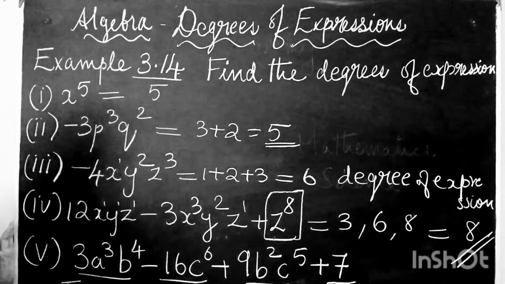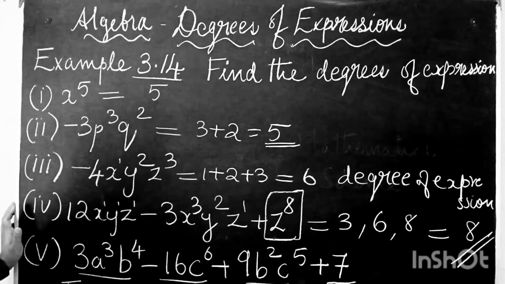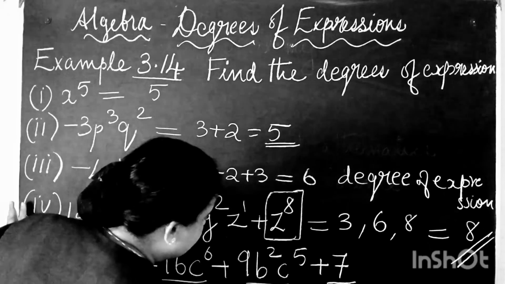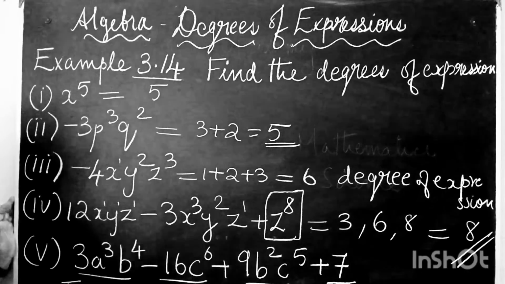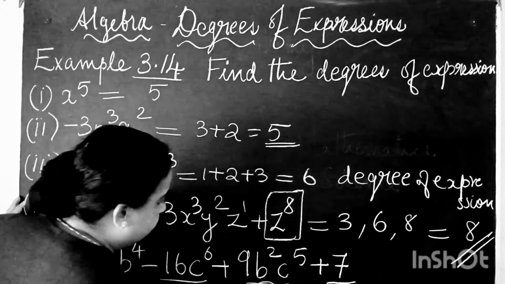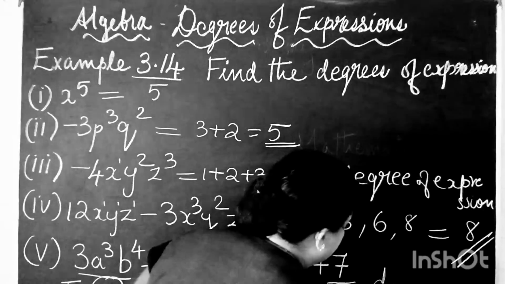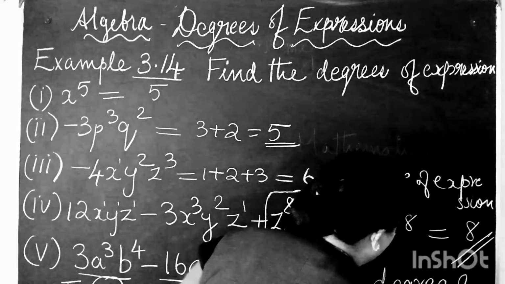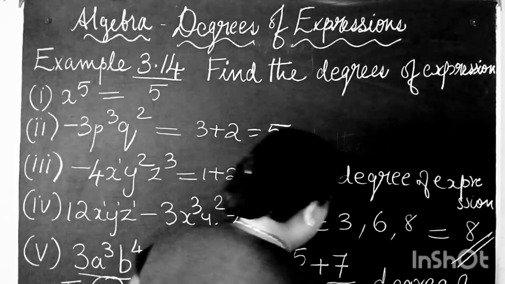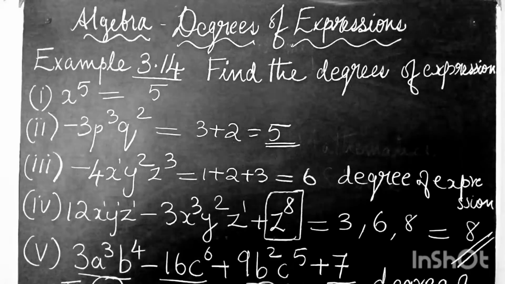Understanding? Yes. Now out of all the 4 terms, which term has the highest power? Yes, the first term and the third term have the highest power. The highest power is how much? 7 is your highest power here. Because 7 is your highest power, the degree of this expression is 7.